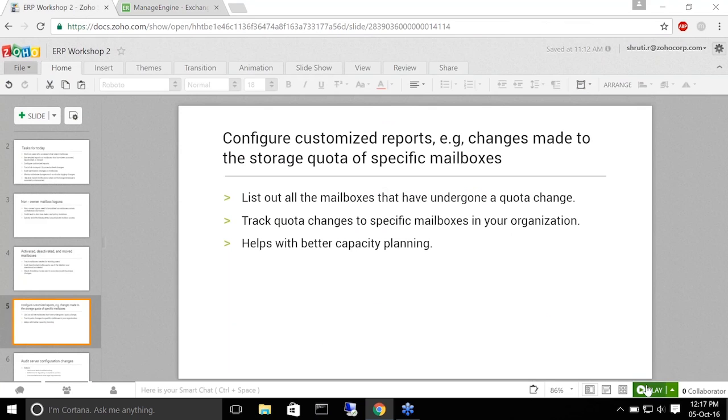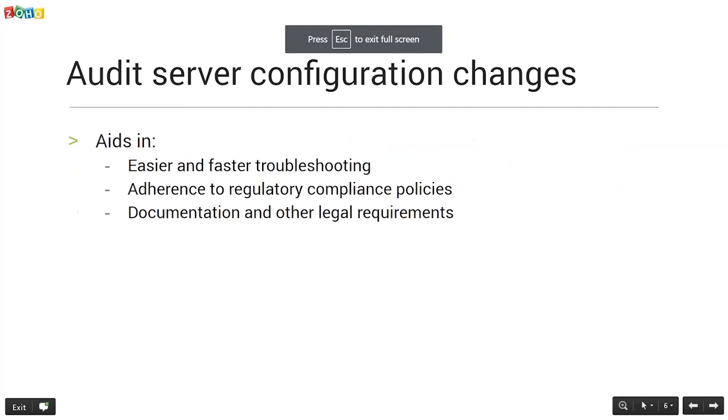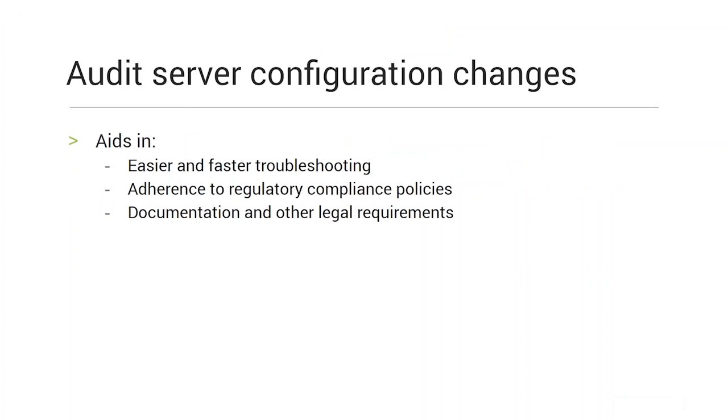Let us now look at the next task for today's workshop. So how are we going to track and audit server configuration changes such as changes to your hub transport settings or changes to your connectors, the send and receive connectors? If your Exchange environment has multiple administrators, it is always good to check on who made changes to what configuration component. This makes troubleshooting so much easier in the future should any problem arise.